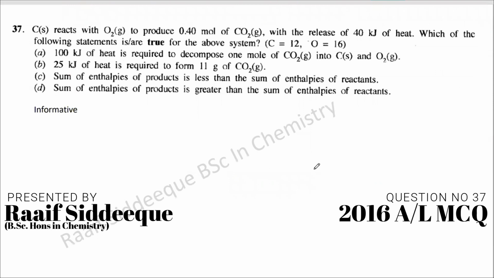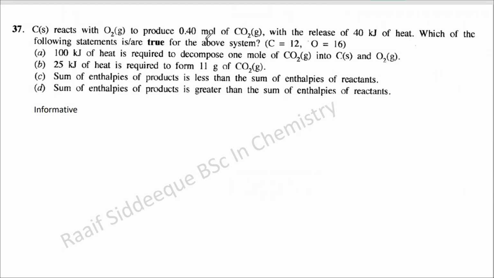Right, so another calculation related question. Carbon reacts with oxygen to produce 0.4 mole of CO2 with the release of 40 kilojoule of heat. Which of the following statements is true for the above system? So we have carbon solid reacting with oxygen gas and it forms CO2 gas, and 0.4 moles of CO2 is formed and the delta H is given as 40 kilojoule. Okay.